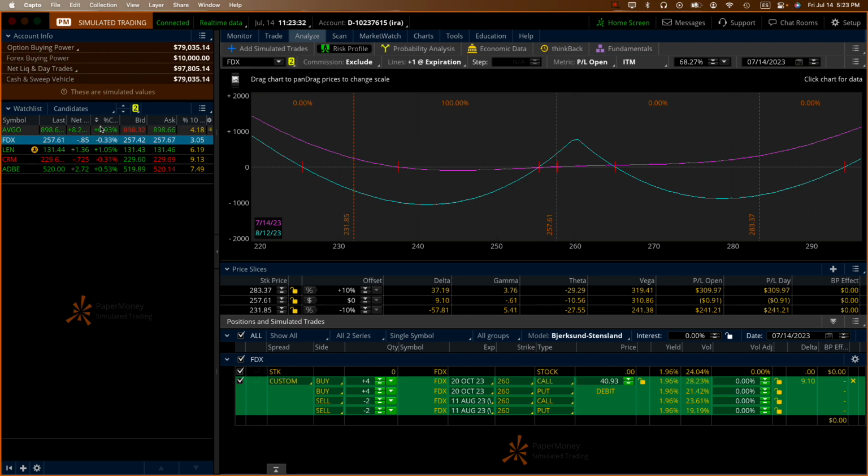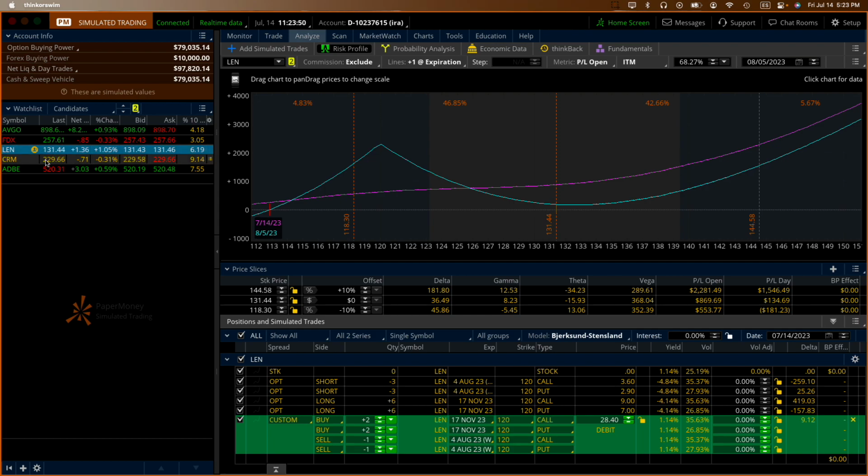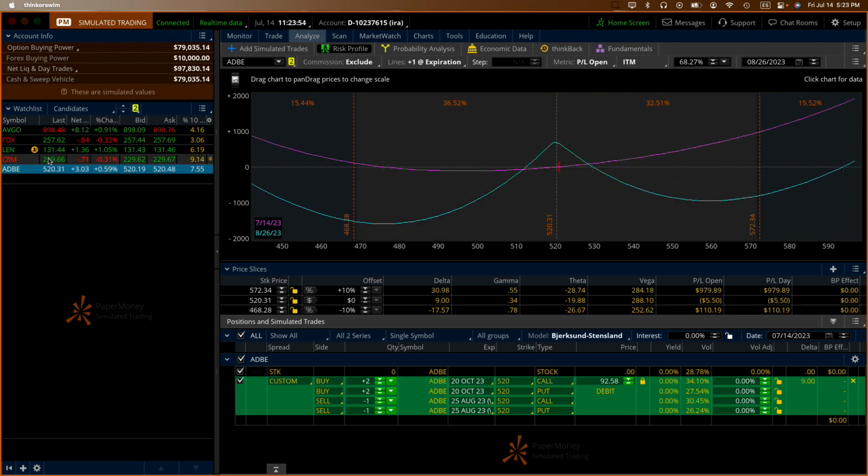Okay, so we have the candidates that we picked last week. I already demonstrated that AVGO would not be a good candidate because it would be too expensive for us. So that's not going to work, okay? I would like to consider FedEx. Len, we have a trade on already. CRM, we have another trade, and Adobe, so FedEx and Adobe. And so let's start with Adobe.